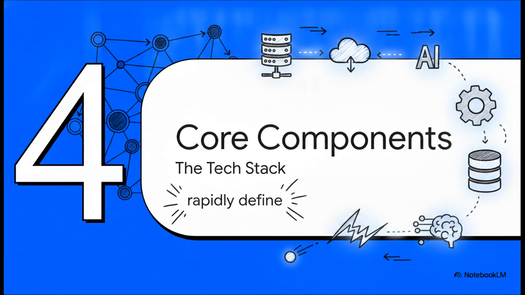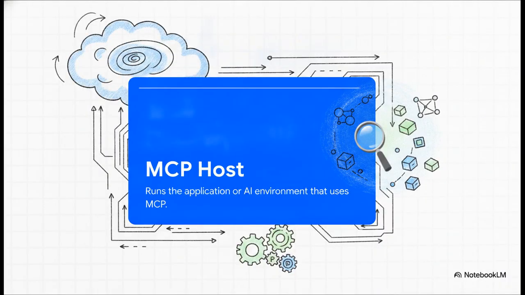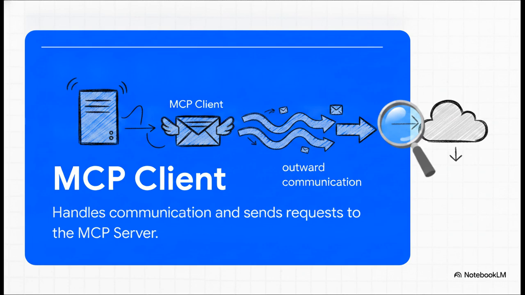Section 4, core components. Let's rapidly break down the tech stack that makes those steps possible. First up is the MCP host. This is simply the overarching application or environment where your AI actually lives. It's the primary interface utilizing the protocol. Next is the MCP client. Think of the client as the messenger. It sits right within or alongside the host, and it handles the critical job of outward communication. It formats the LLM's intent into the standardized protocol and securely sends it across the gap to the server.